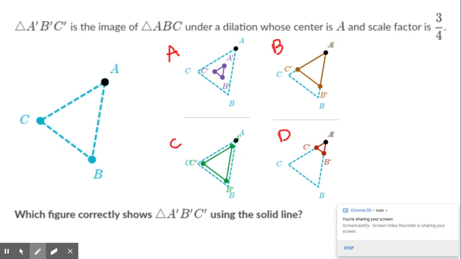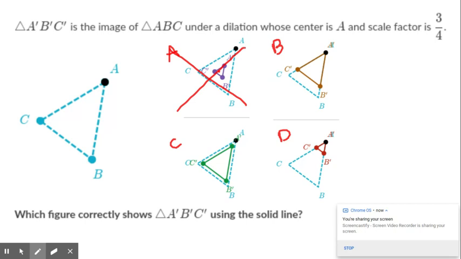If we take a look, option A is wrong on both reasons. Not only does it use a different center of dilation, it looks like the center of dilation is about right here, directly in the middle. It has the wrong center of dilation, and it's also way too small. That looks like it's about 1/4 the size, not 3/4. So A is out. How about B?